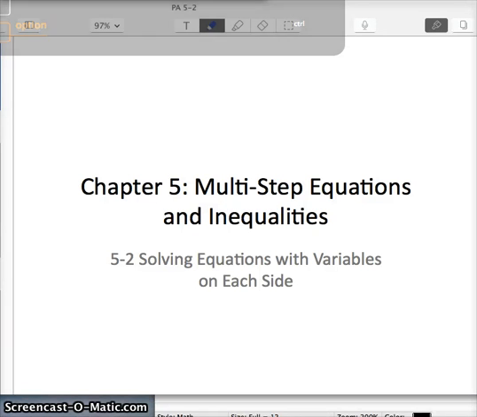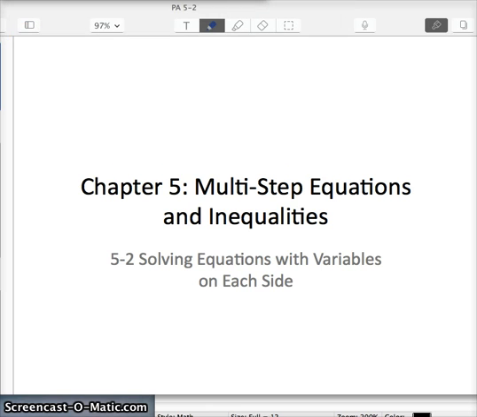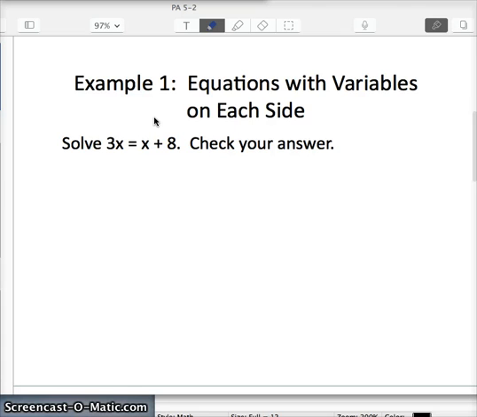Hi friends, we are looking at Chapter 5, Multi-Step Equations and Inequalities. Today we're going to talk about Section 5.2, Equations with Variables on each side. There are no vocabulary words, so let's just get right into the first example.